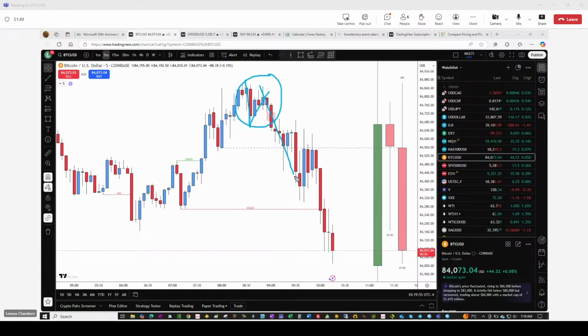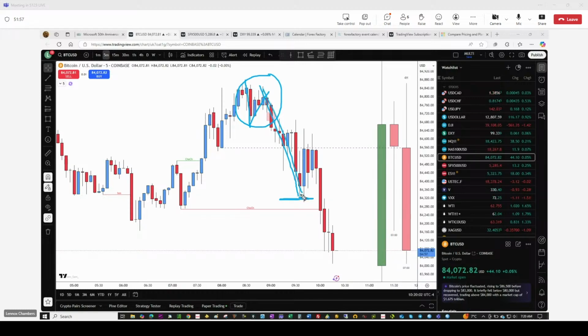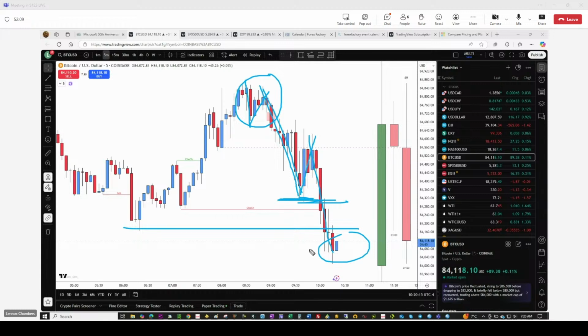So if we get here, we don't want to go long because we know that this is just the first part of our structure. So this move up, we still expect them to take this guy because that will complete our structure. So now we can look to go long. Now we can go long when we're down here. That's what I'm saying, because there's a sweep there. There's a sweep, and our structure is played out.